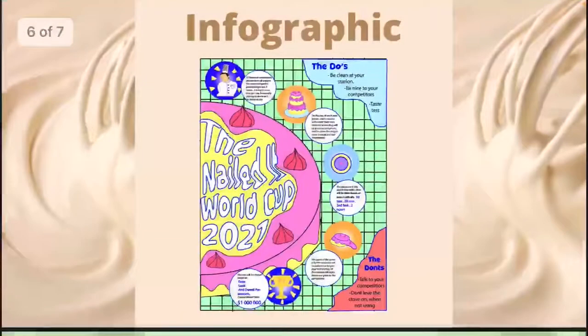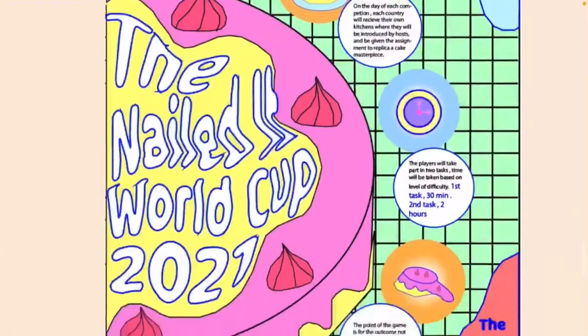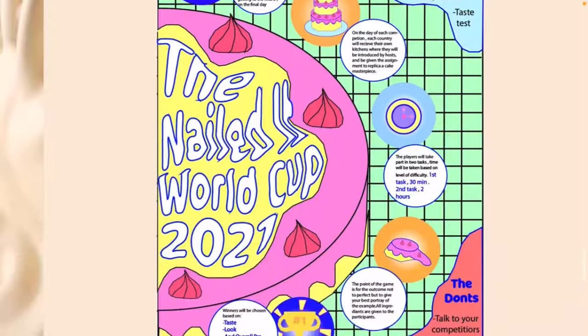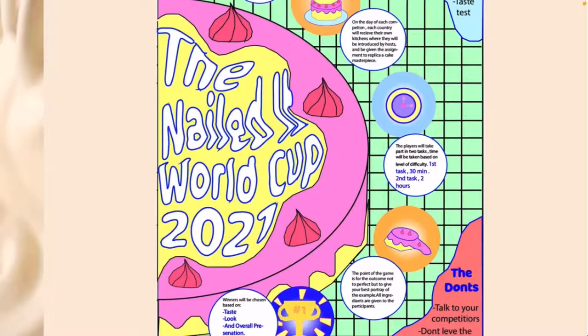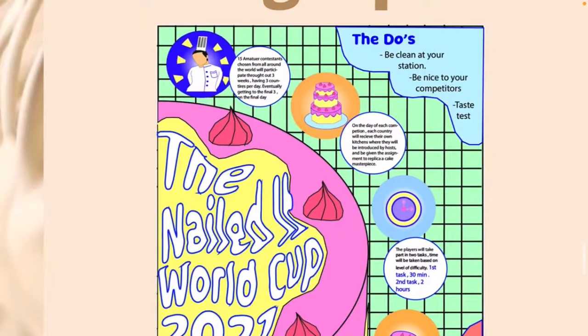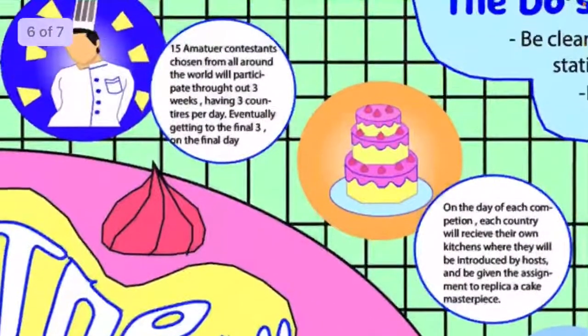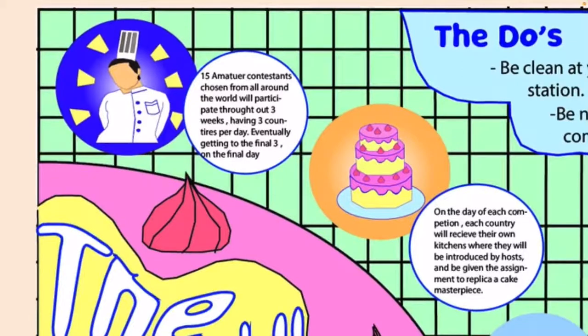So here I have my infographic. It shows my cake and how the game works. I did it in a spiral going along the cake, showing the do's and don'ts of the game. Here I explain how the game works: 15 amateur contestants chosen from all around the world will participate. The game will run for 3 weeks, eventually having the final 3 in the final.